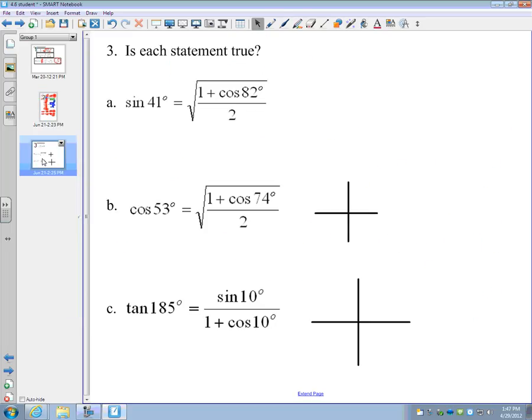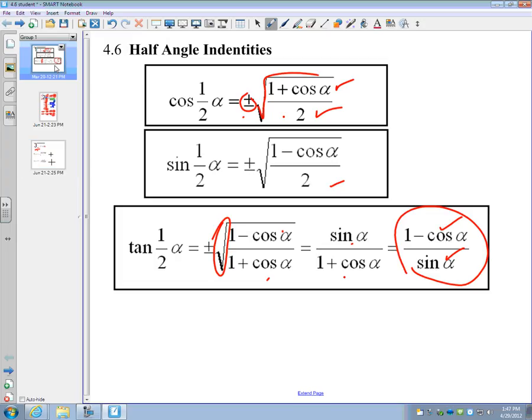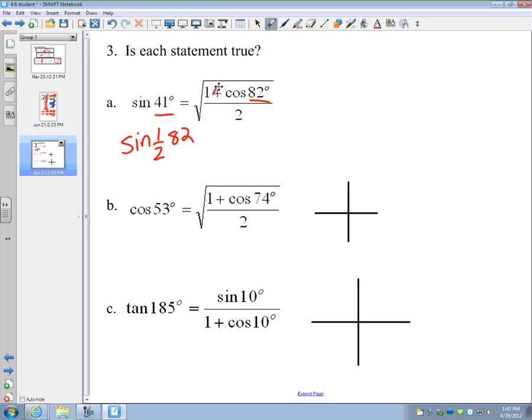Okay, next page. Is each statement true? All we're looking at is the identities and the signs. Sine of 41: first of all, I look at the numbers 41 and 82. Yes, those two are half angles. So this is like saying the sine of half of 82. Looking at our identities, when we have the sine of half of something, we get plus or minus the root of (1 minus cos of 82) over 2. So is this 1 minus cos? No, wrong sign, so not true.